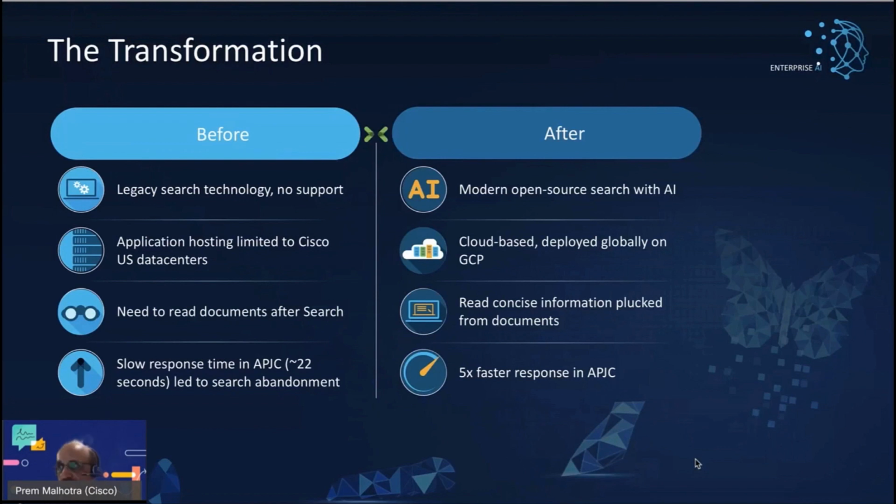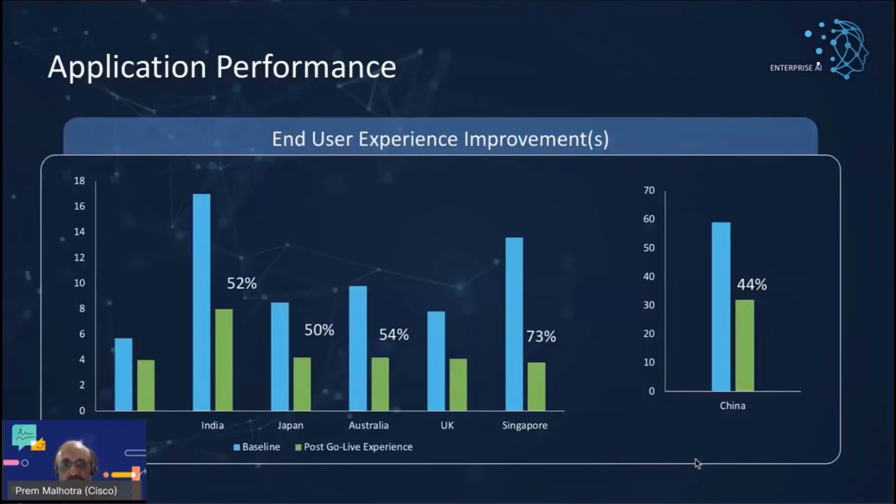Four key aspects of transformation were to combine Elastic with AI, use open source, use modern cloud design, and global cloud deployment. This resulted in three dominant user experience benefits. First, guided information exploration using smart typeaheads. Second, information at your fingertips, so that it reduced the need to read long documents to find the needed information. And third, the performance, especially in the APJC. There was over 50% or better performance improvement.